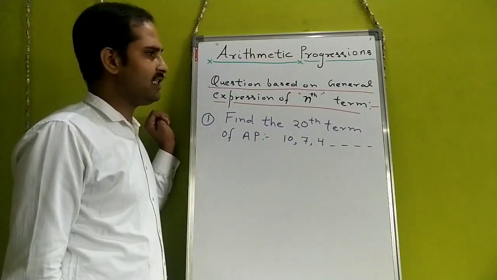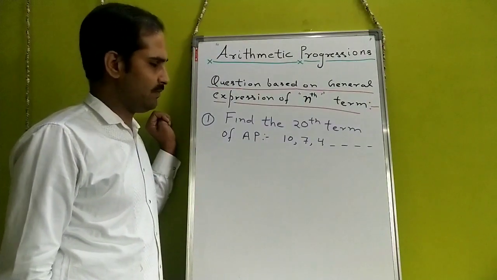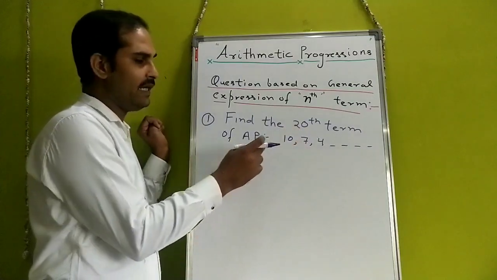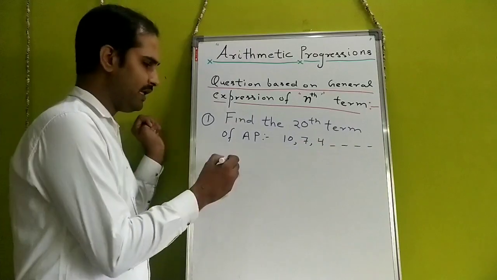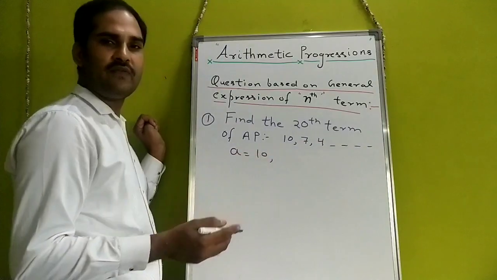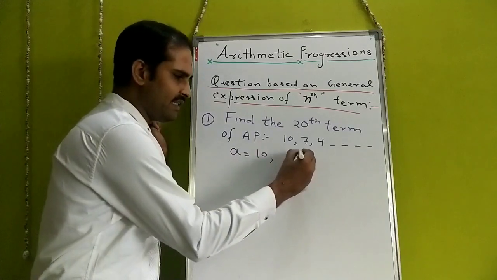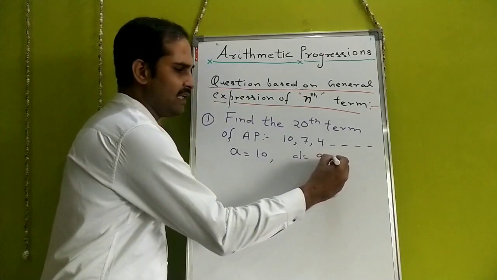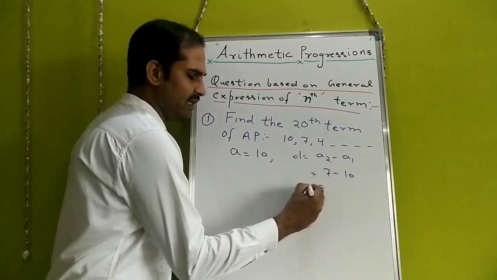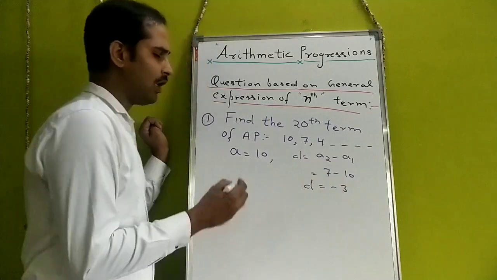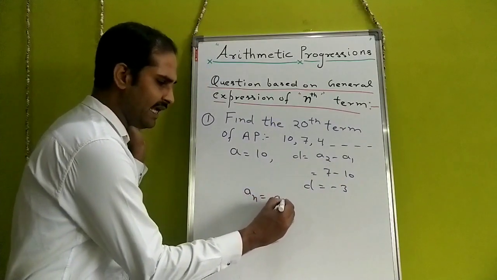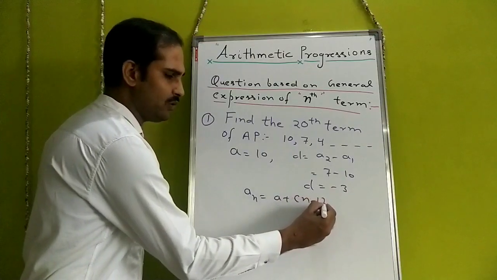Let's discuss some questions based on the general expression of the nth term. In this question, we have to find the 20th term for the given AP 10, 7, 4. Here, the first term is 10 and the common difference is constant throughout. So the common difference d is obtained by the second term minus the first term, that is 7 minus 10. So the common difference is minus 3. Now we all know that the general expression of the nth term an is a plus n minus 1 into d.